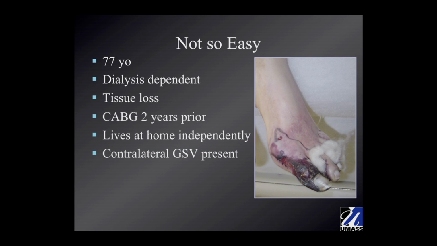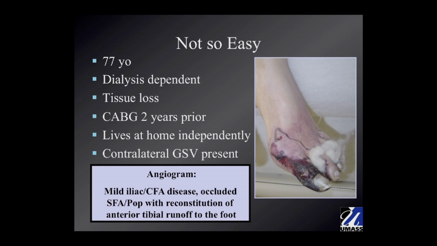And this was a patient from about a year ago, 77-year-old, dialysis dependent, has tissue loss, had a CABG 2 years prior where they used the ipsilateral greater saphenous vein, did live at home independently, and had the contralateral greater saphenous vein present. So I evaluated the patient, talked with the patient. We obtained an arteriogram with an eye towards revascularization. That patient had mild iliac and common femoral artery disease, an occluded SFA and popliteal segment, with reconstitution of the anterior tibial artery with direct runoff to the foot.